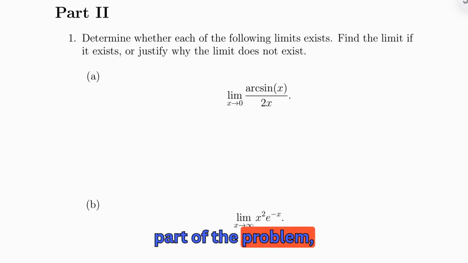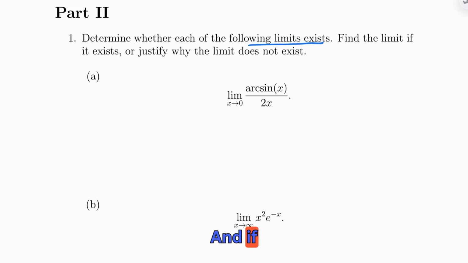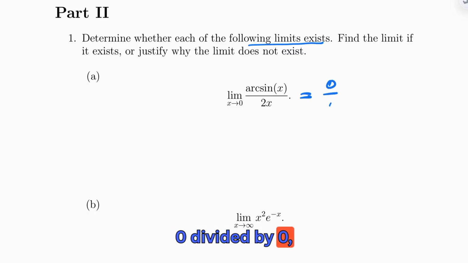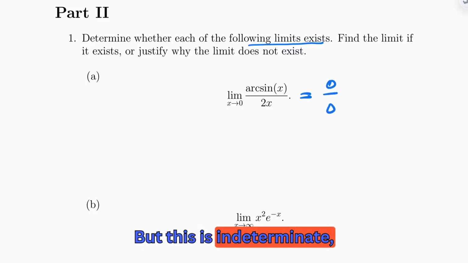In this part of the problem, we want to determine whether the following limits exist, and if they do not exist, we justify why, and if they exist, we find the actual limit. Okay, so here, remember, when we just plug in for the limit as x goes to 0 of arcsine x divided by 2x, when you just plug in 0, you find something like 0 divided by 0. But this is indeterminate, right?